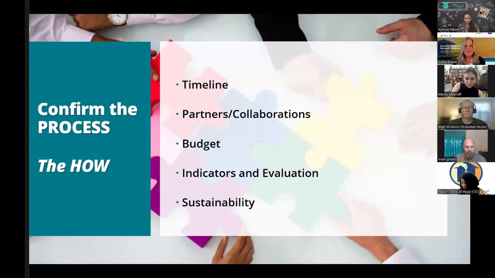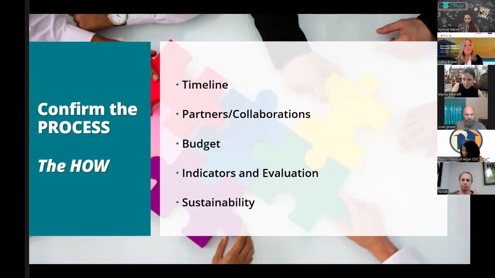The other pieces and parts that we need to continue to grow and develop over time include the timeline, your connection to any other partners or collaborations that you may be looking at. Include your budget, your evaluation, including specific indicators, and we'll talk about what those are and what that means specifically around our community foundation work, as well as sustainability.